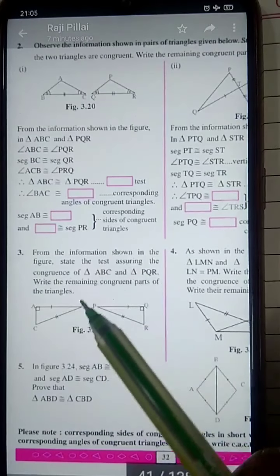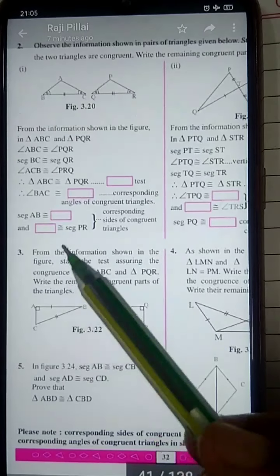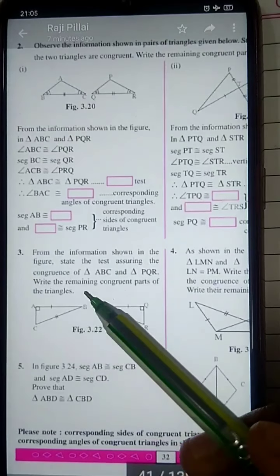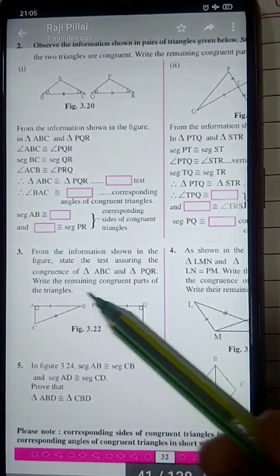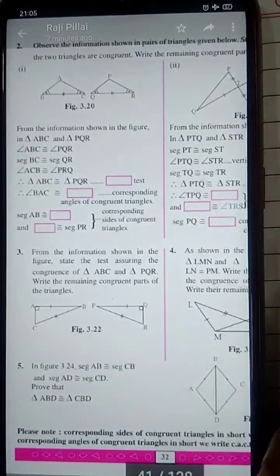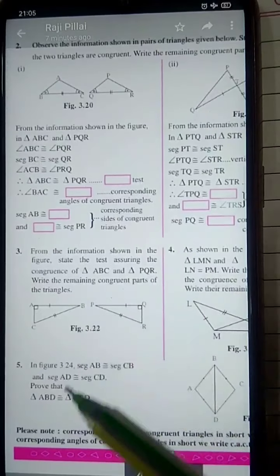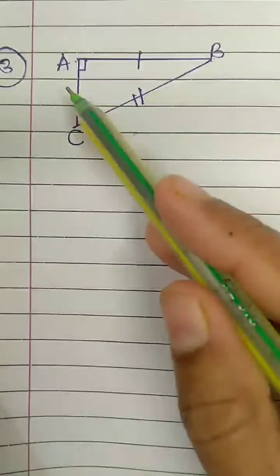So they have already told that the triangles are congruent. We just have to write the name of the test and the remaining congruent parts of the triangle. So what I will do is, for all these sums I will copy the figure in the book and explain. Okay. So now let's start the third sum.